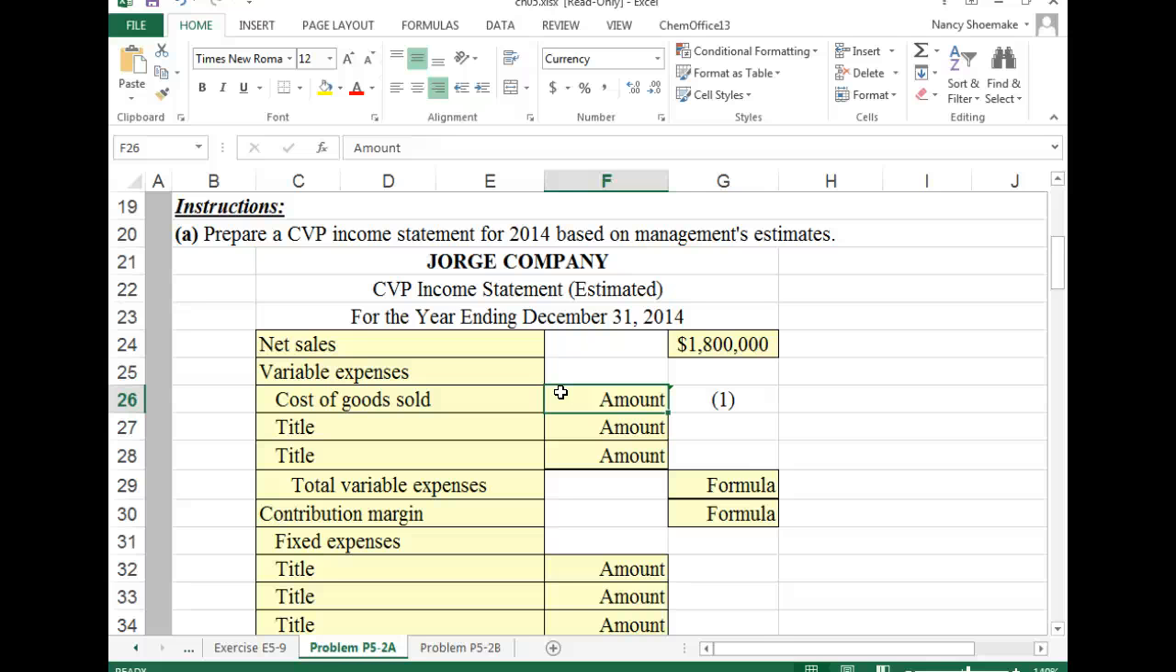Should we determine the variable cost of goods sold? What are the direct materials? 430. What is the direct labor? And the variable manufacturing overhead? And what is that total? 740, 8, 9, 10, 11. So 1170. So if we take the direct materials, the direct labor, and the variable manufacturing overhead, we've got the 1,170,000.